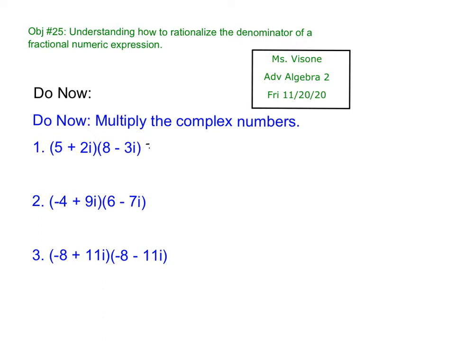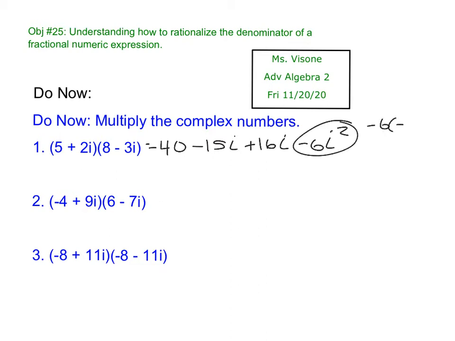So here we get 40 minus 15i plus 16i minus 6i squared. 6i squared, it's negative 6 times negative 1, so that becomes plus 6. Combine that 40 with 6 and you get 46. Combine those middle two together and you get plus i. And that's it.